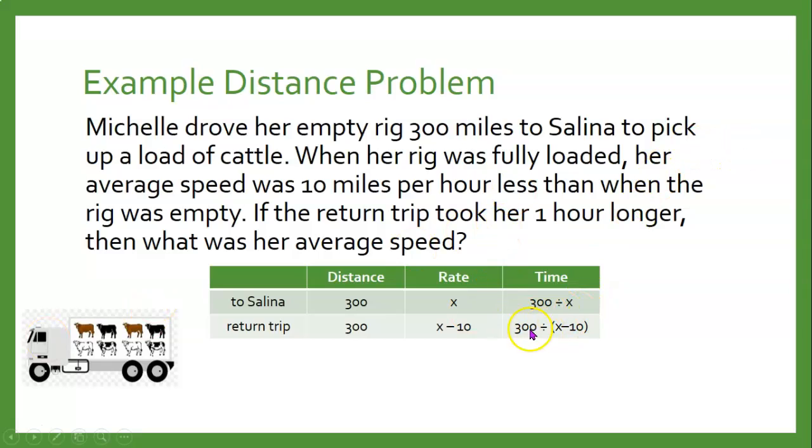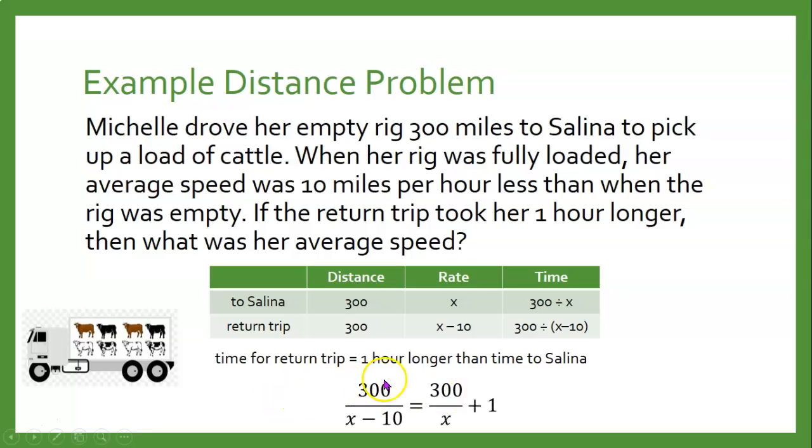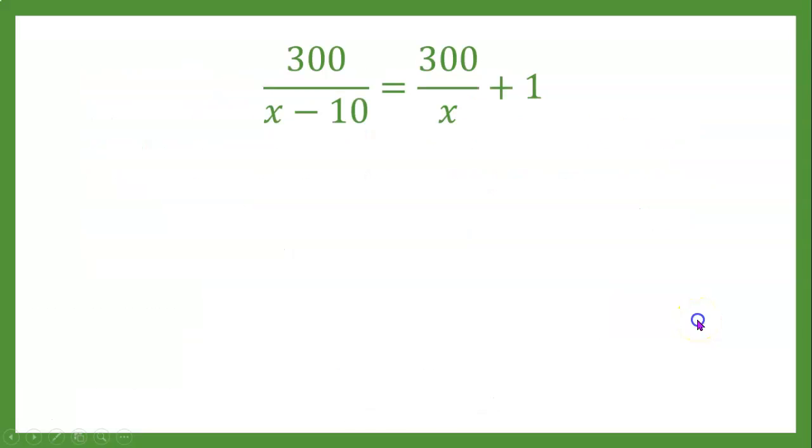Now the return trip, the time there, was 1 hour longer than the trip to Salina. The time for the return trip was 1 hour longer than the time to Salina. That we can translate into an equation. The time for the return trip, 300 divided by x minus 10, was equal to 1 hour longer than, so we added 1 to the time to Salina. We took 300 over x and added 1 to that to get something that was an hour longer than that. So there's the equation we need to solve.